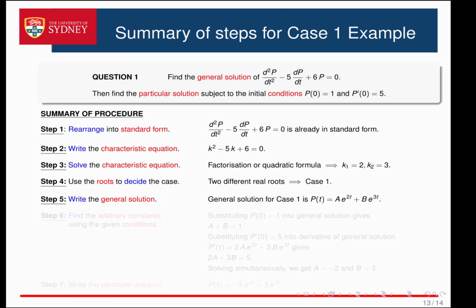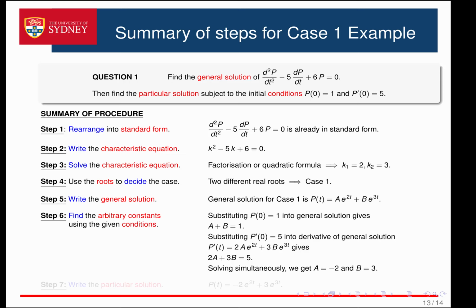In step 5, we use the roots to write down the general solution. We then continued to find the particular solution. In step 6, we use p of 0 is equal to 1 to substitute t equals 0 and p equals 1 into the general solution. And we use p dashed of 0 equals 5 to substitute t equals 0 and dp dt equals 5 into the derivative of the general solution.